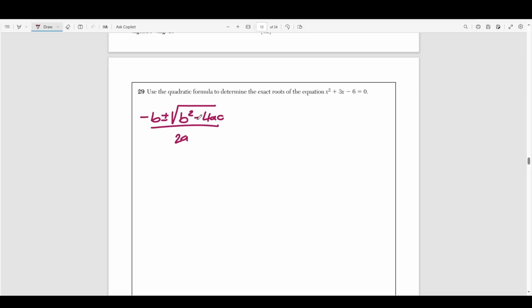Okay? And whenever you have a function, it's always going to have an a, b, and c value. The a value is going to be whatever's in front of the x squared. The b is going to be whatever's in front of the x that's not squared, and the c is going to be whatever value does not have an x attached to it.